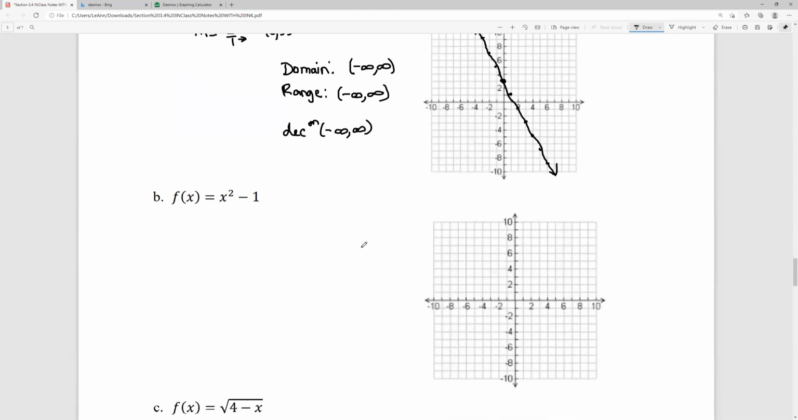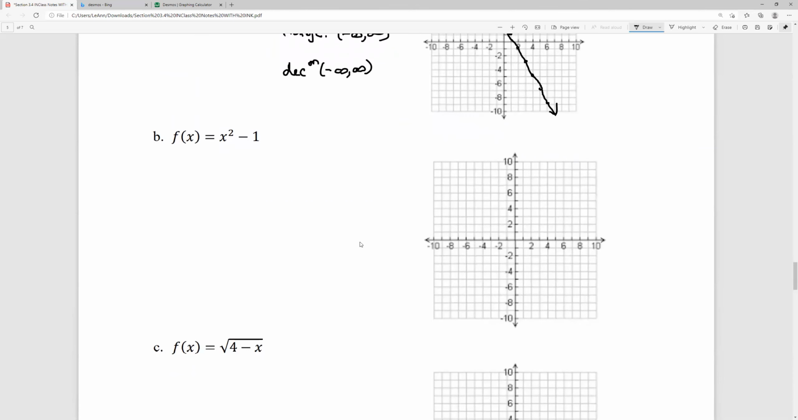Okay, let's look at the next one. And again, we haven't really learned any tricks about how to graph quadratics any differently. So we're going to just do a table of values. So we're going to put this in, and I usually do -2, -1, 0, 1, and 2, just if I have no idea what to pick.